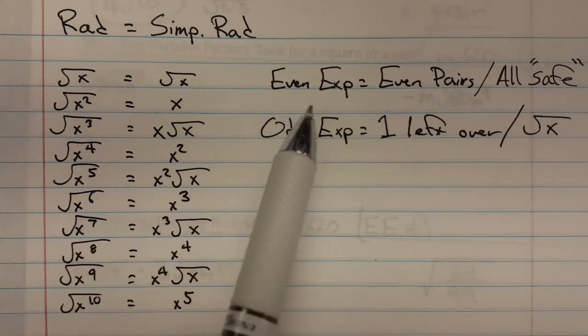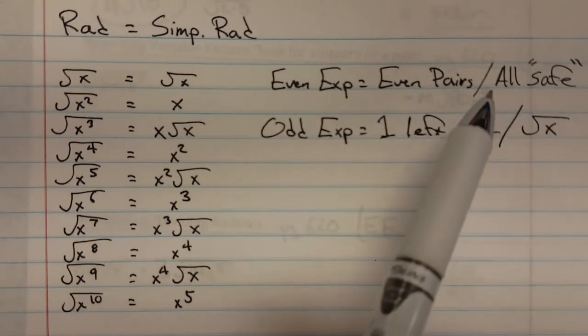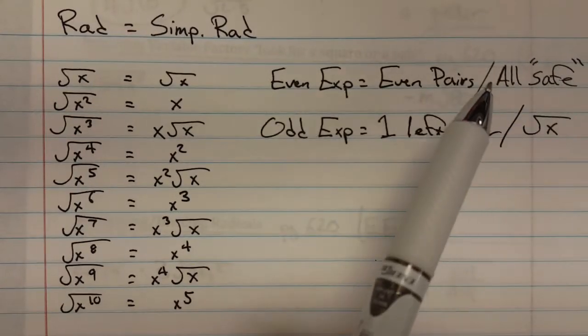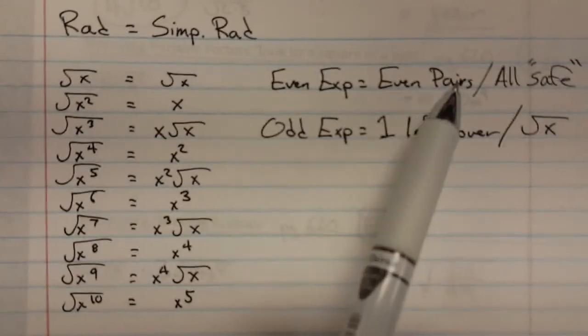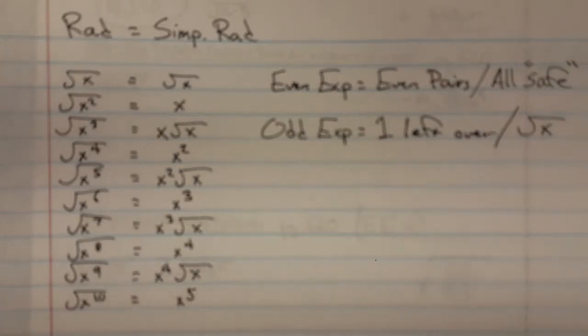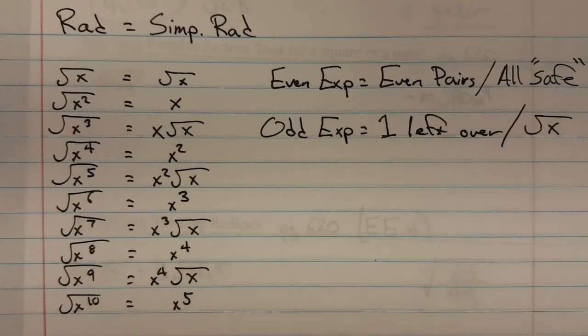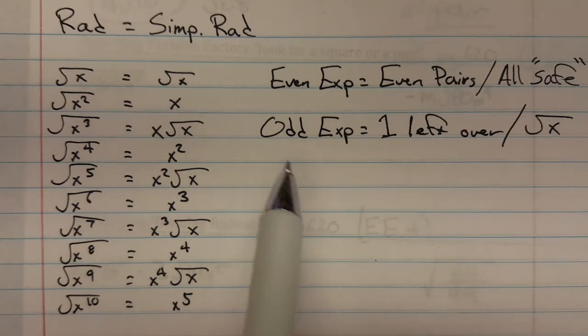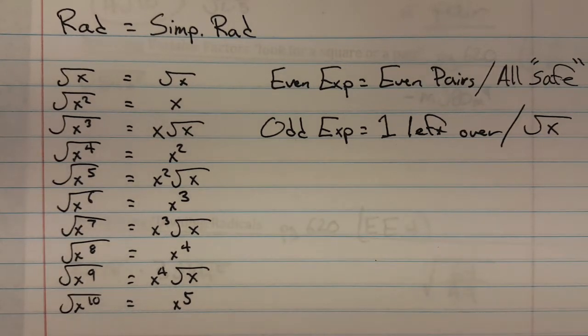So basically if it's an even power, you have even pairs. They all are safe. They all make it out, so to speak. Not really even pairs, but you have enough to make pairs evenly, I guess you could say. And then if you have odds, you're always going to have that one left over. All right, so use this list. It's going to make your life really, really simple.